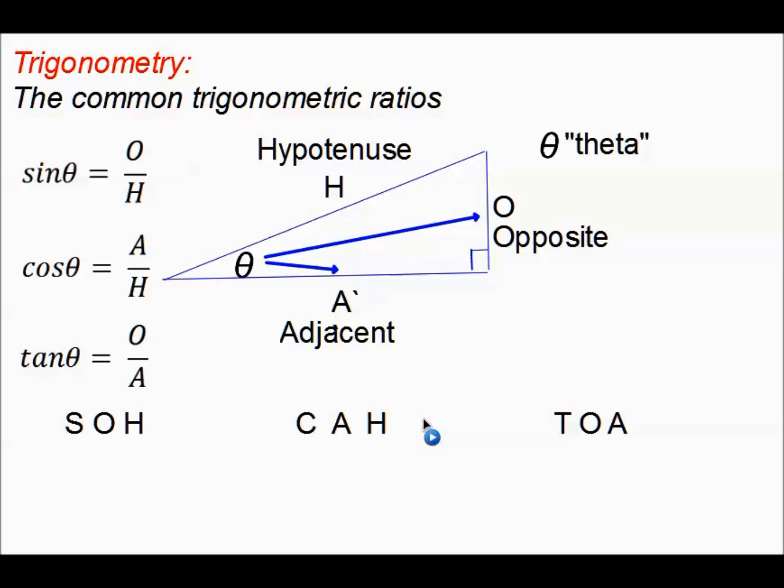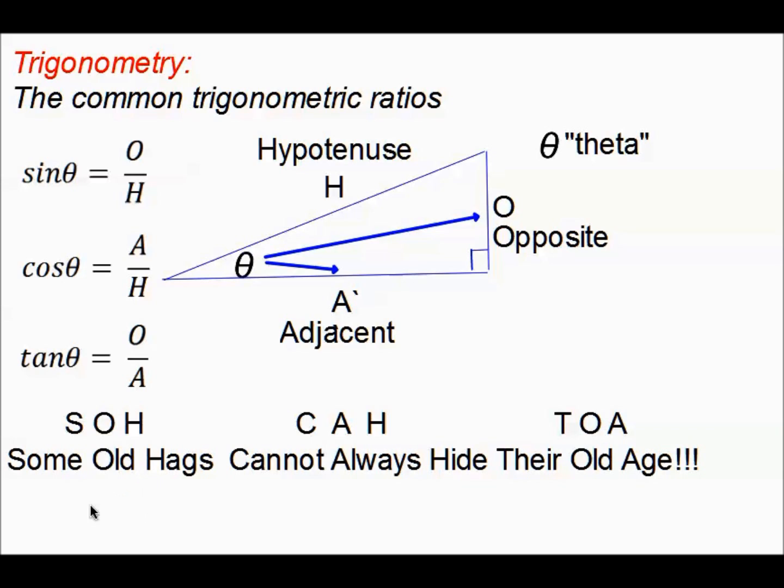There is another way, and you can perhaps make up your own. But here's the way I was told. Some old hags, which comes from the sine ratio, cannot always hide, cosine ratio, their old age, the tan ratio. So in future videos, we'll learn how to use these ratios to solve for unknown sides and angles in a triangle, or a right-angled triangle at least.